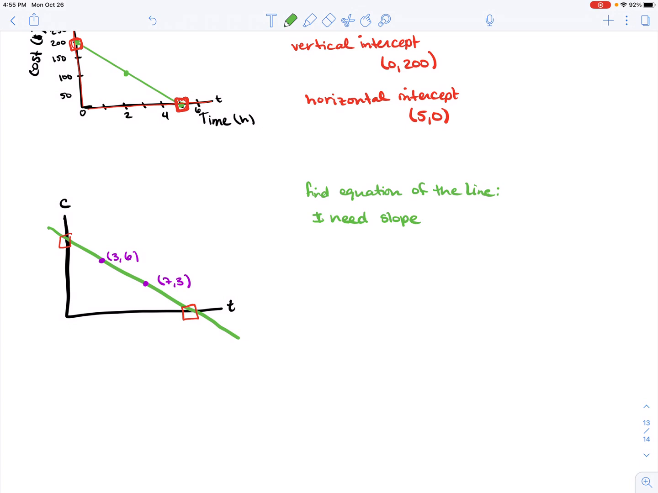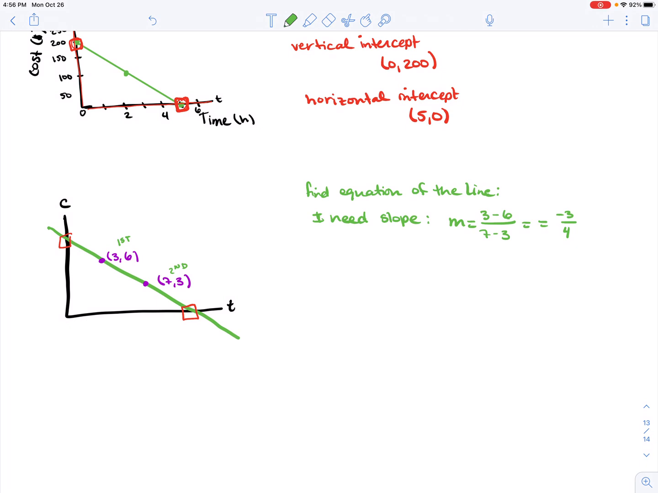So I have 2 points that I'm given. That's what I need to find the slope. So m equals 3 minus 6 divided by 7 minus 3, because these are my second points. These are my first points. And of course that equals minus 3 over 4. And that makes sense because I do have a left leaning line, so my slope is negative.